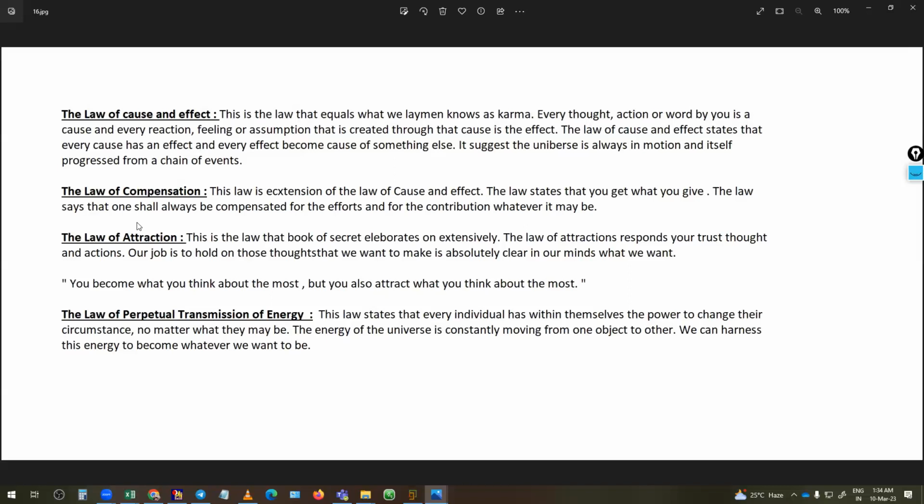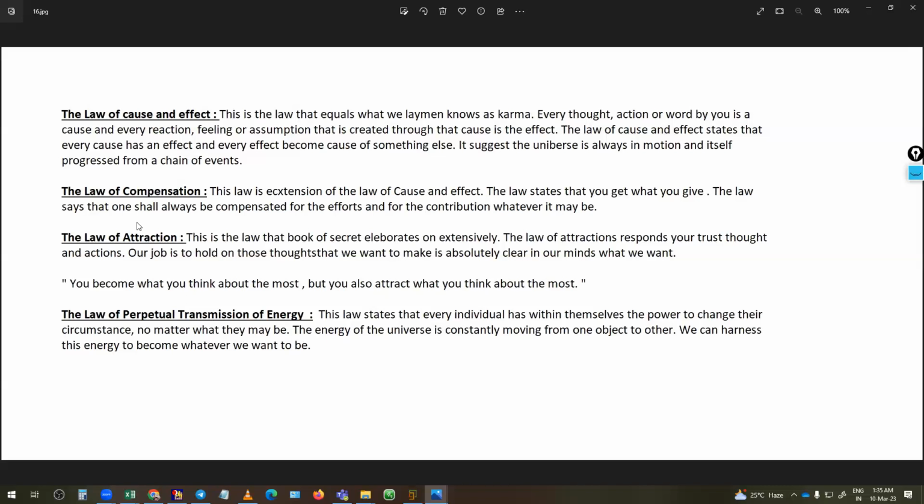The law of compensation. This is an extension of the law of cause and effect. The law states that you get what you give, right? The law says that one shall always be compensated for the efforts and for the contribution, whatever it may be, however much or however little. If you invest only for today, you will benefit only for tomorrow. If you invest for a lifetime, you will never stop reaping the benefits.